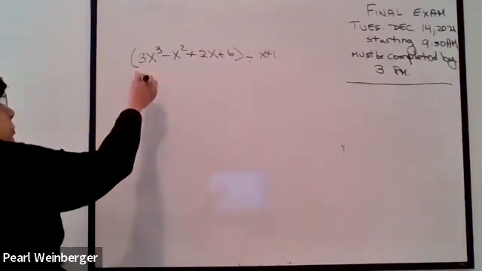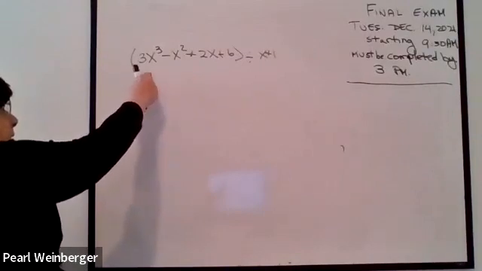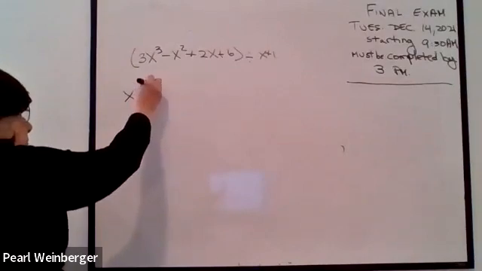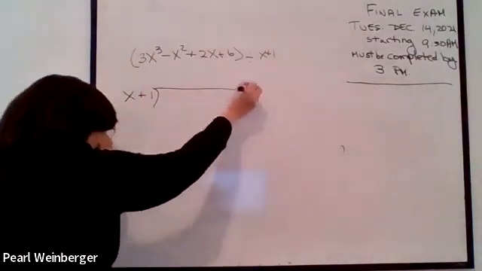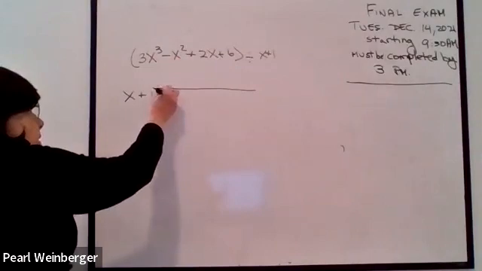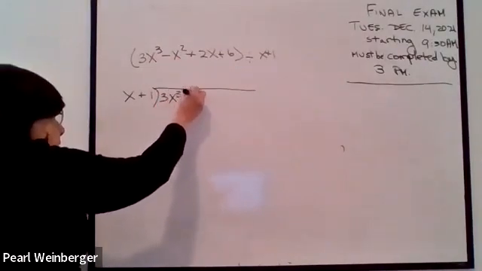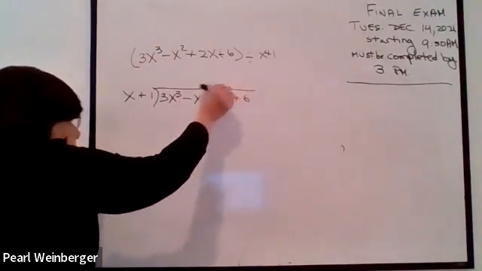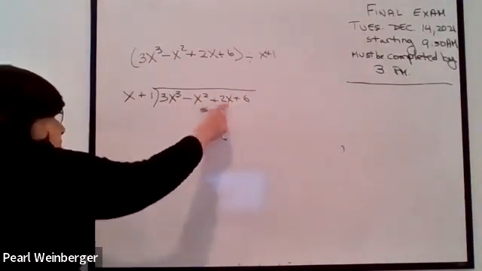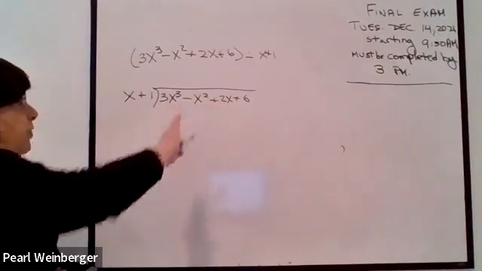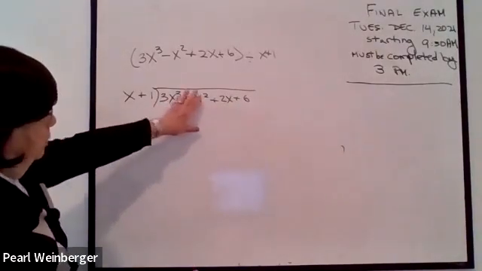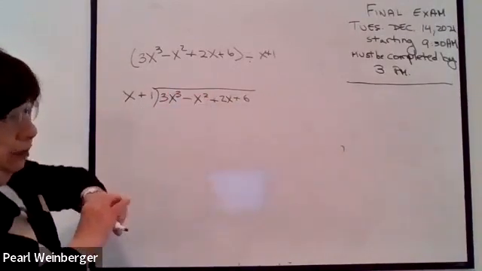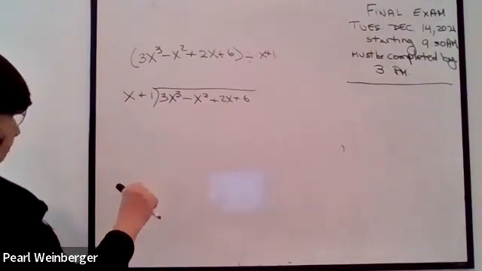If you remember what we do when we have a division, a polynomial by a polynomial, we just set it up like a long division. So we put the x plus 1 on the outside. And on the inside, we do the 3x to the third minus x squared plus 2x plus 6. Remembering that the terms have to be in what we call descending order. And if any term is missing, like if there wouldn't have been an x squared term, I would have had to put a 0x squared. I had to account for every term.